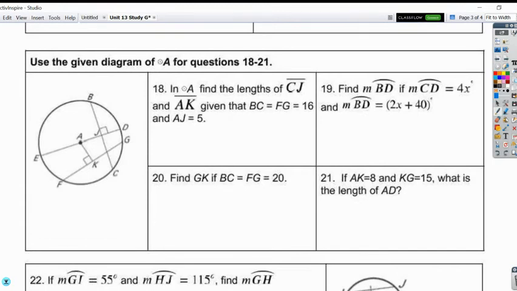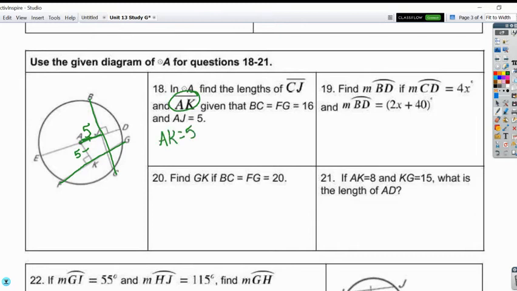Okay. Then coming right on along here, and we've got some fun rules about those congruent chords that we can deal with. All right, so BC equals FG, and they're both equal to 16. So BC and FG are both congruent at 16. AJ is equal to 5. Now, because those two chords are congruent, we would also know that AK would need to be a congruent 5 as well. So that's the second part that we were asked about.